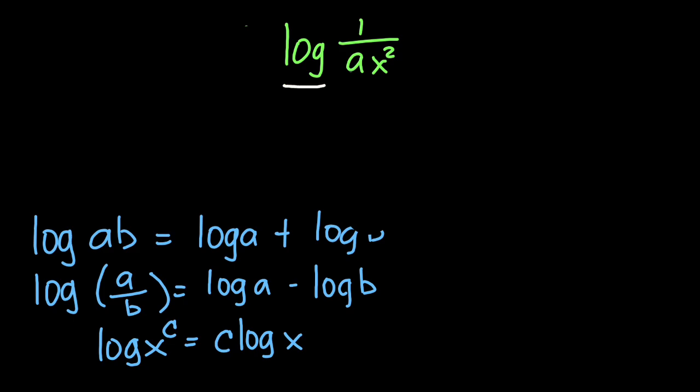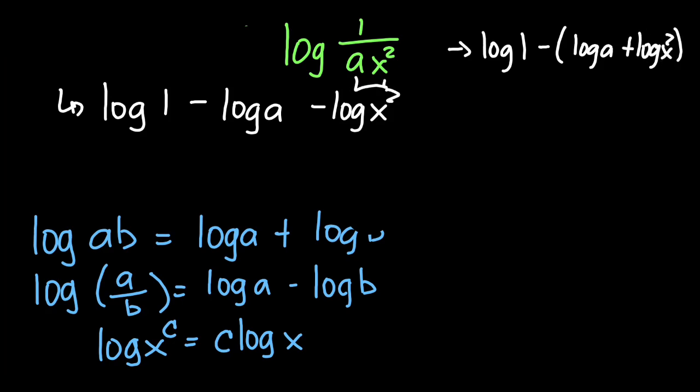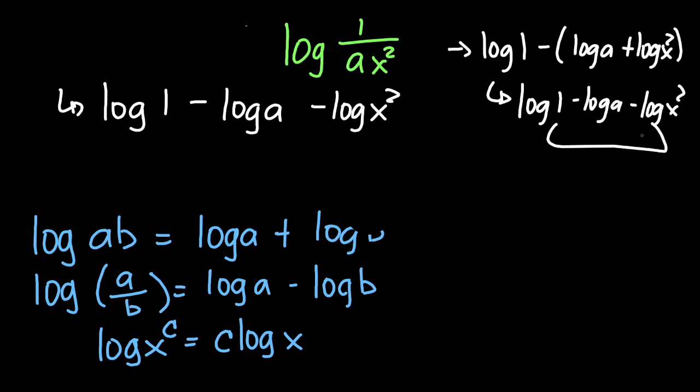For the last problem, log of 1 over a x squared. And so this would be log of 1 minus log of a minus log of x squared. Or if you want, this can be also a solution. Log of 1 minus log of a plus log of x squared. Since you know they are multiplied to each other, so you can put this as plus, but since they are on the denominator, it would be minus, which brings you to the same answer, log of 1 minus log of a minus log of x squared, which is this.